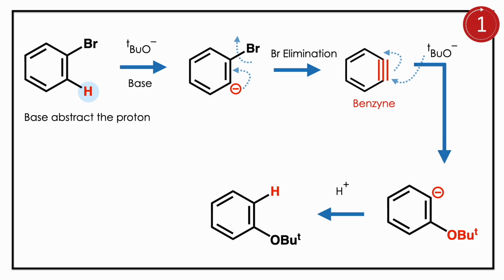Bromine is the good leaving group, so the anion forms a triple bond. The triple bond leads to the benzyne formation. Then butoxide attacks, you have anion formation. Then the anion bonds with H plus, and you have the final product. The concept you outline here is that whenever you have halobenzene with strong base, normally you end up with the benzyne mechanism.